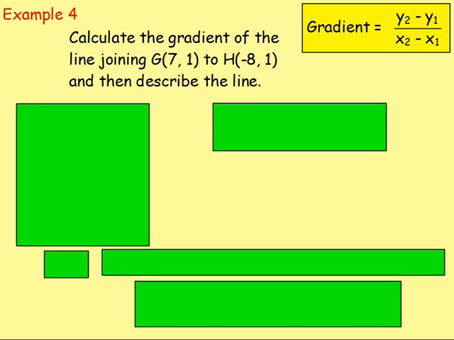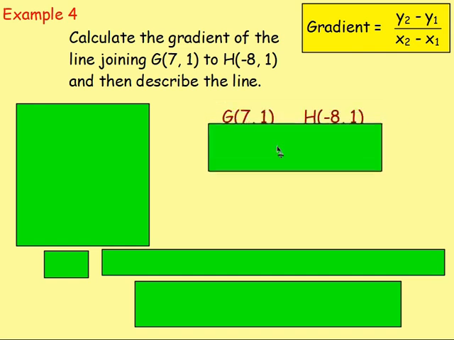Next one, example 4. Calculate the gradient of the line joining point G at 7, 1 to point H, negative 8, 1, and then describe the line. Start off once again by writing down the two coordinates. So we've got G and H with 7, 1 and negative 8, 1. And once again, we have our X and our Y value for each point. Remember, X, Y, Z, it is alphabetical.